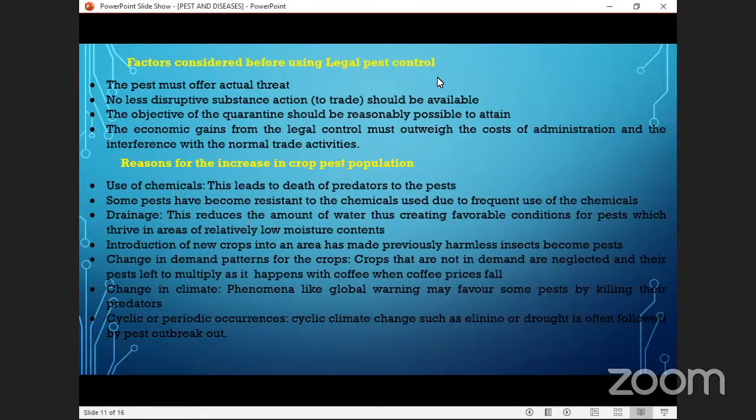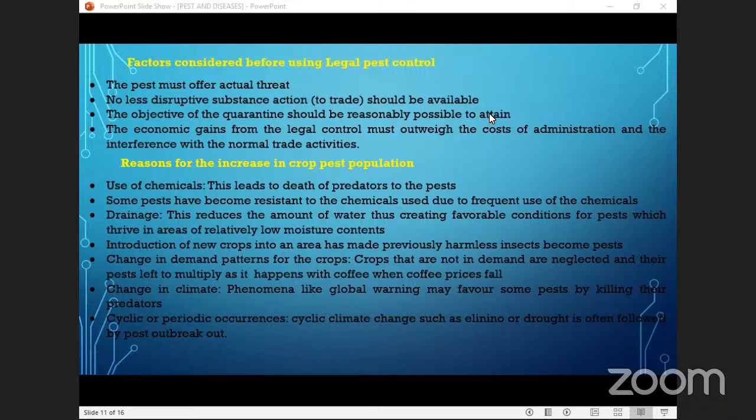Okay. Since it is clear, there are factors which are considered before using a legal pest control measure. Factor number one, the pest must offer actual threat. You have to control a pest which has threat. Don't control a pest which has no threat, which does not have ability to cause much damage on our crops.